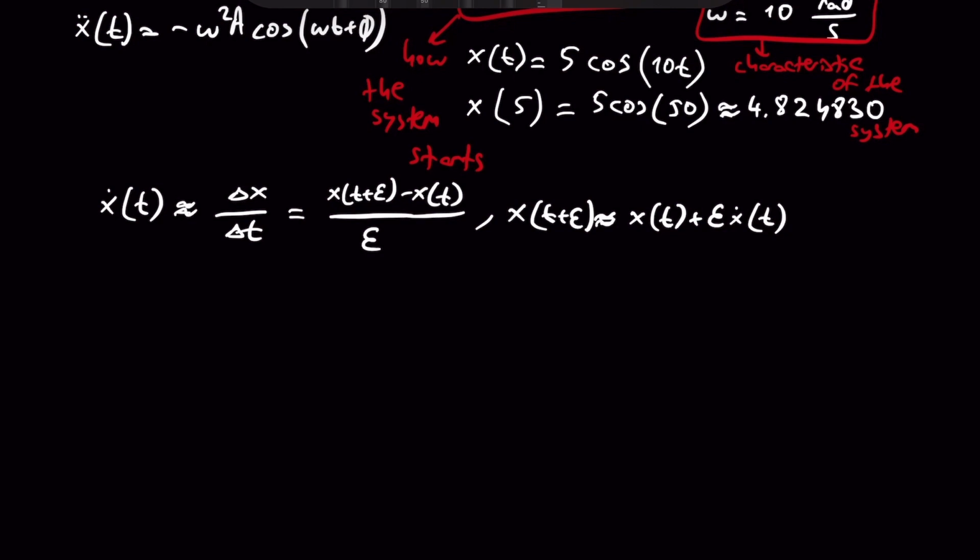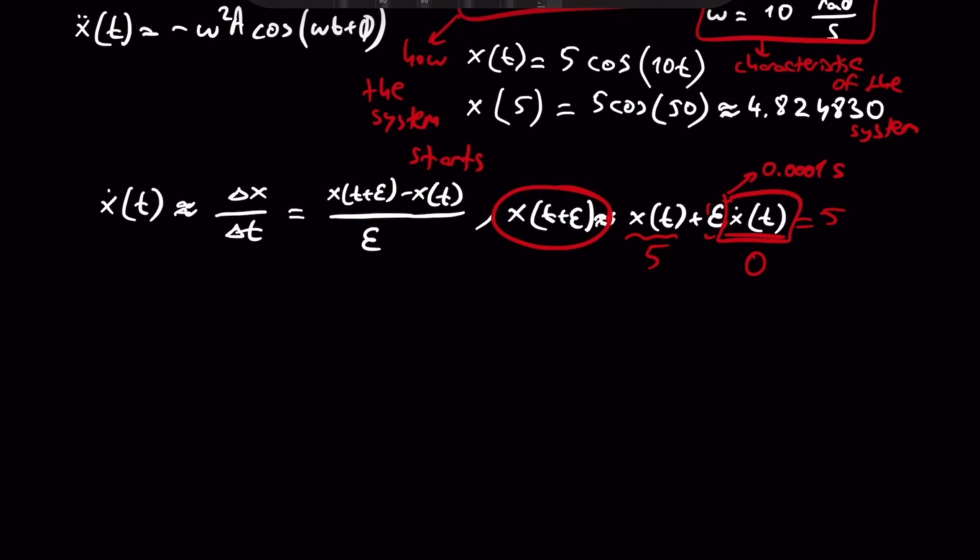And this is cool because I can choose what epsilon is. I can say that this is going to be 0.001 seconds, let's say. And I know the initial velocity, it was 0. I know the initial position, it was 5. So I guessed what the next position needs to be. It's going to be 5. That's how I can do it. But you notice something perhaps. The value didn't change because the velocity was 0 initially.